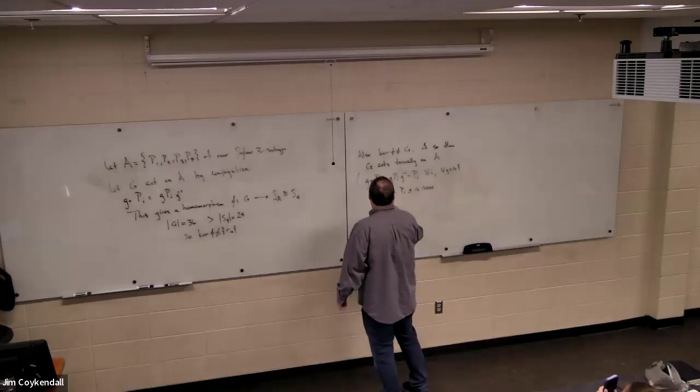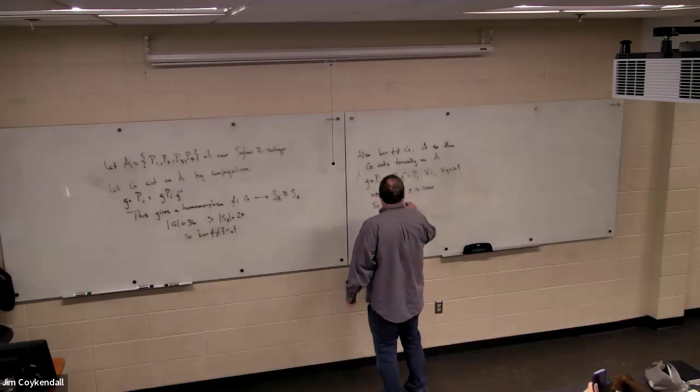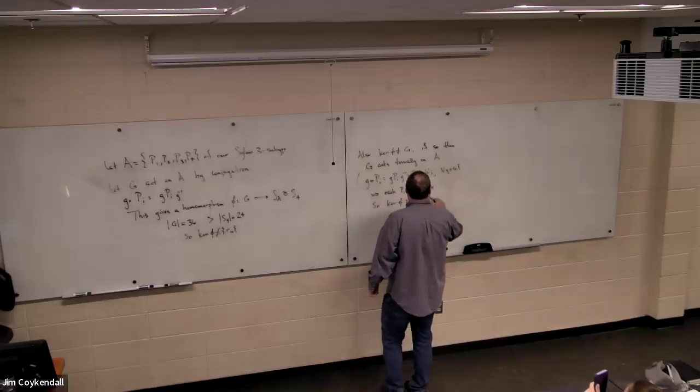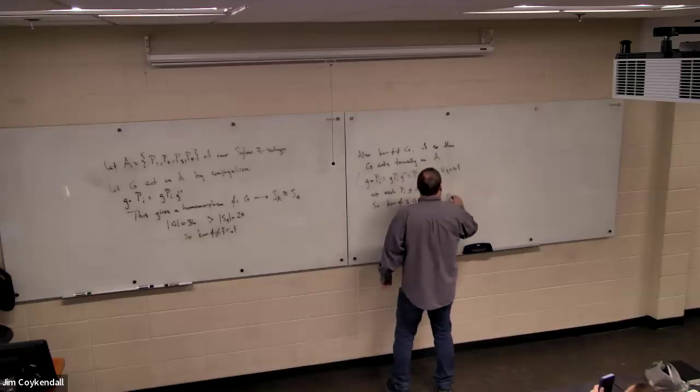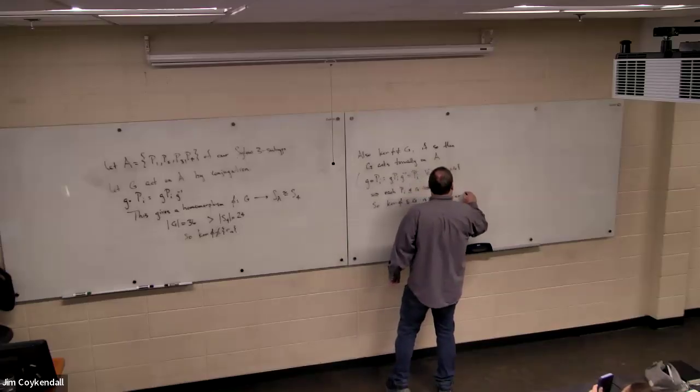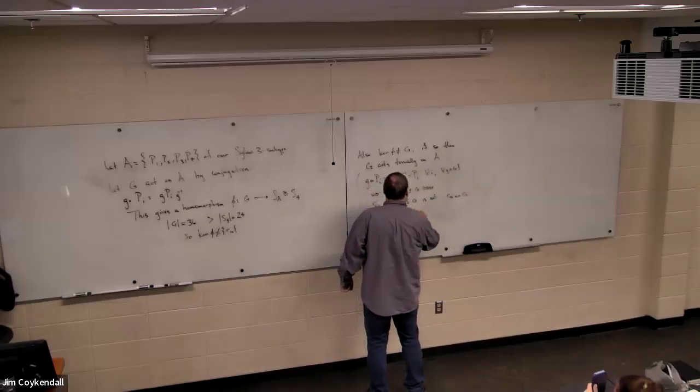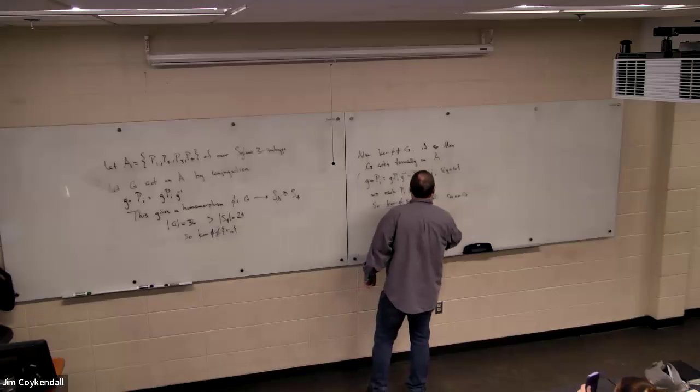So, the kernel of phi in G is not the identity of G or G. And the kernel of phi is always normal in G. So G is not simple.